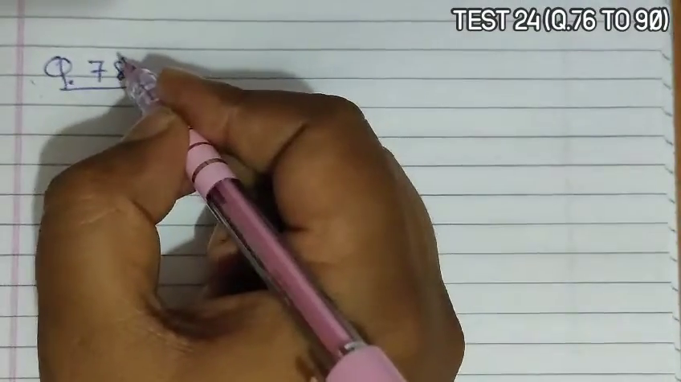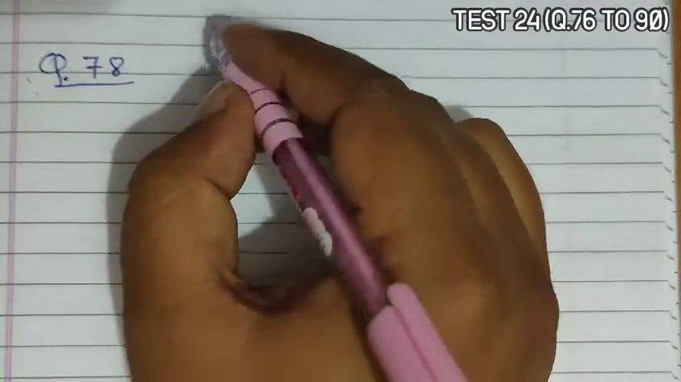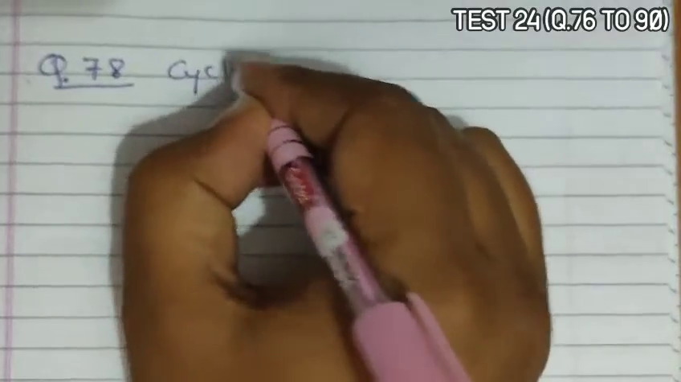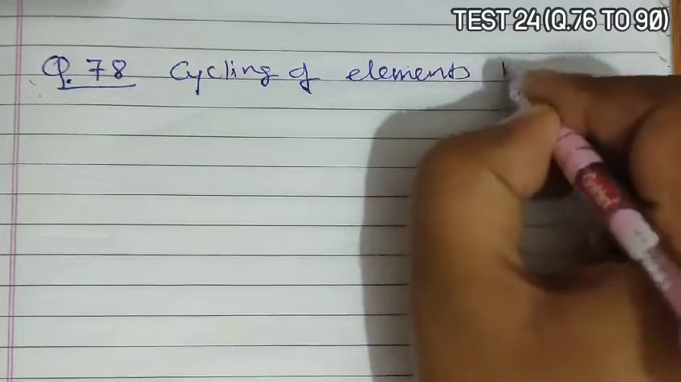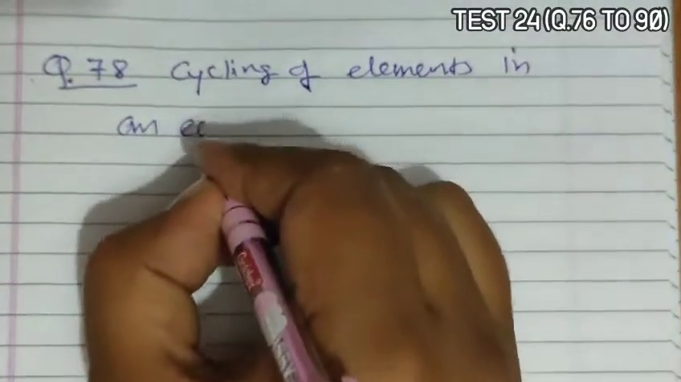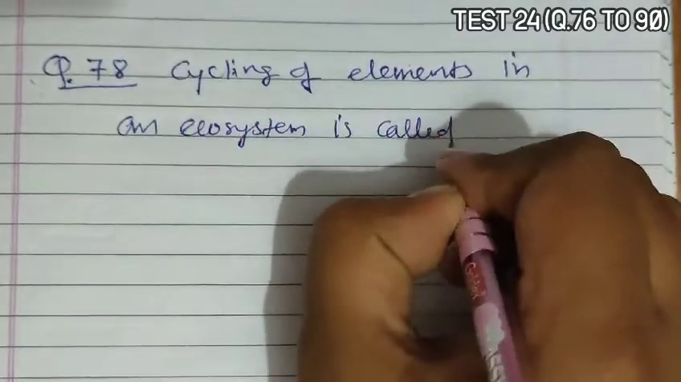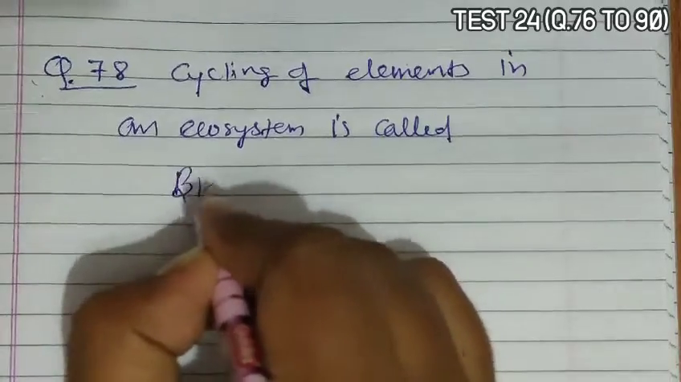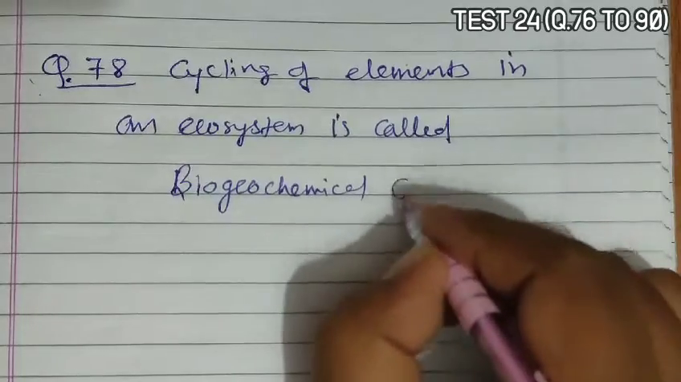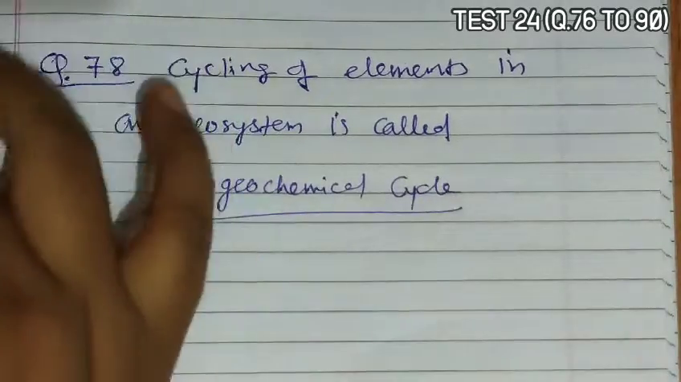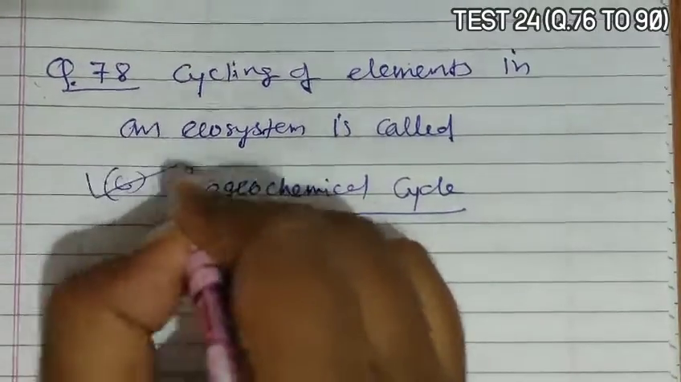Question 78 asks that cycling of elements in an ecosystem is called a biogeochemical cycle. So option C is the correct answer.